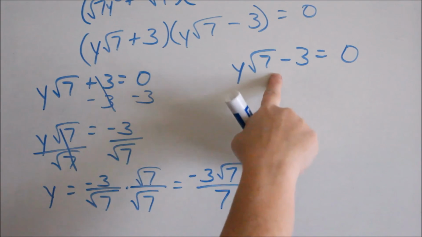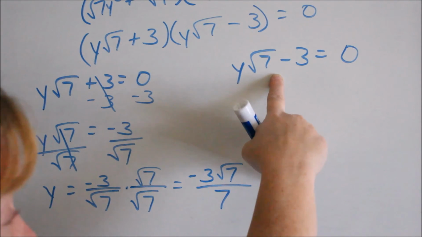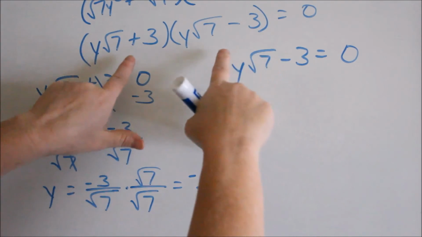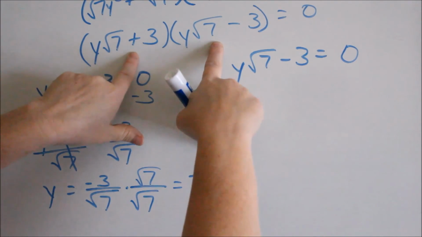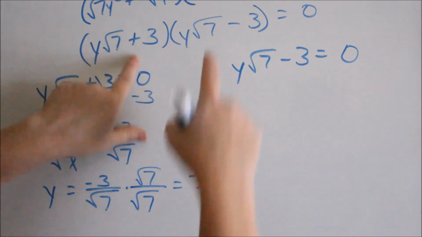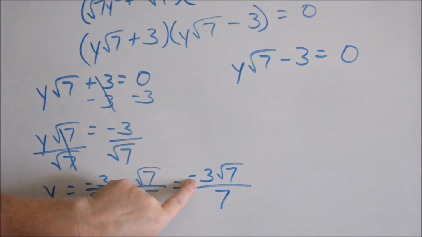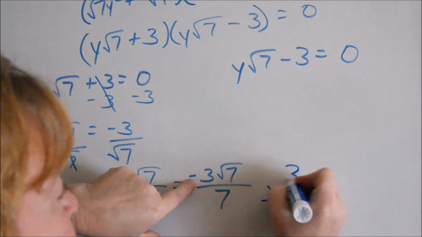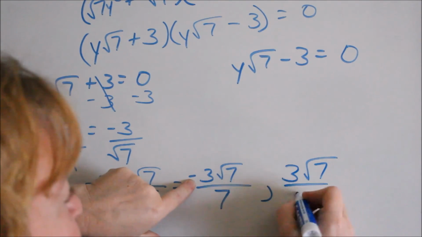Now, do you want to go through the whole process of solving this? No. Don't make it harder on yourself. We said that when you have the conjugates, your solutions will come out the same, except one is a positive, one's a negative. We already have the negative here, so we know that the other one will be a positive 3 square root of 7 over 7.